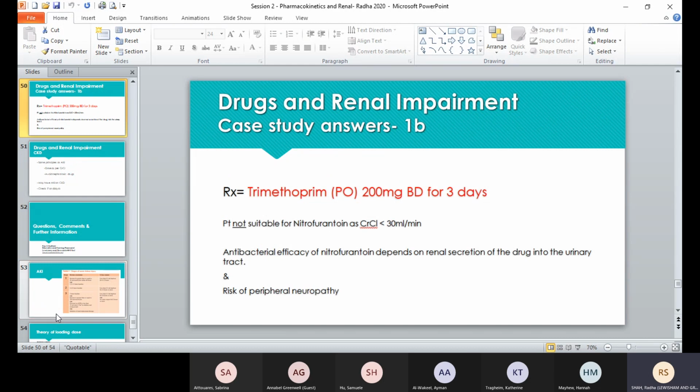And then 1B. So the drug that we would prescribe would be the trimethoprim, orally, 200 milligrams twice a day for 3 days. The patient is not suitable for the nitrofurantoin because their creatinine clearance is less than 13 mils per minute. And there's a risk of peripheral neuropathy. So we would use the trimethoprim.